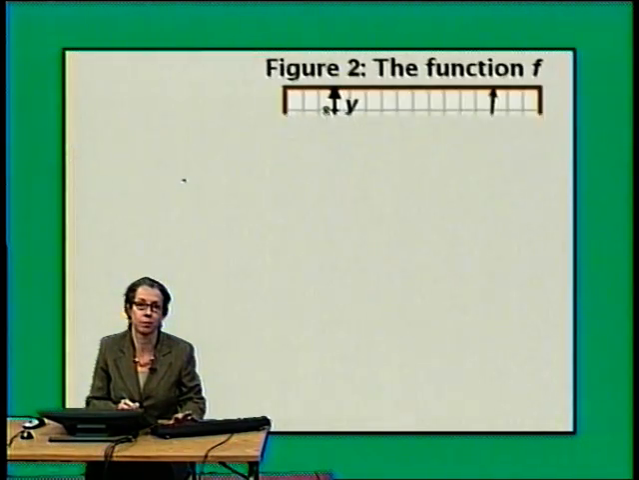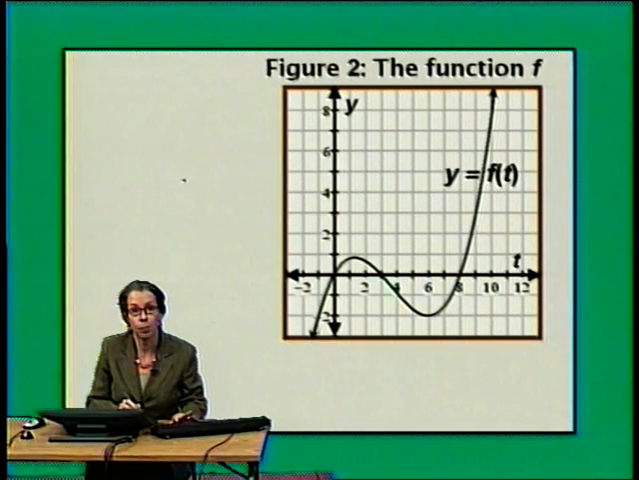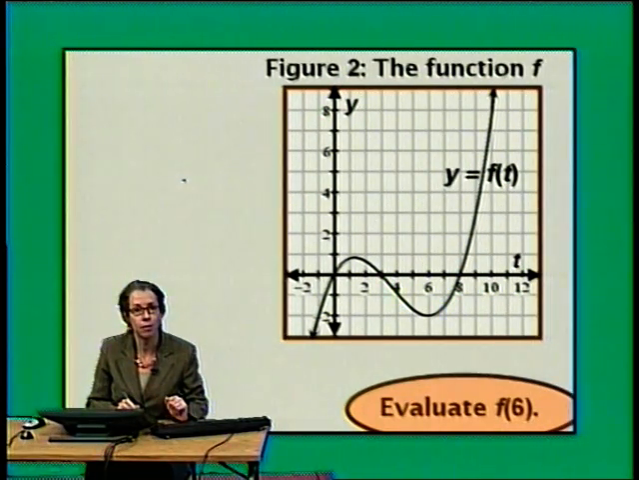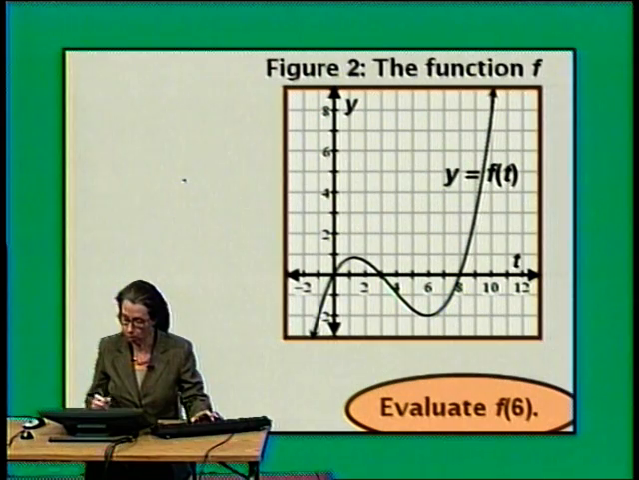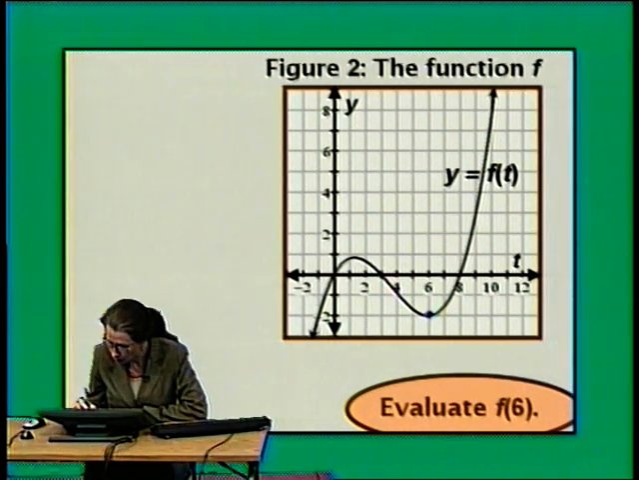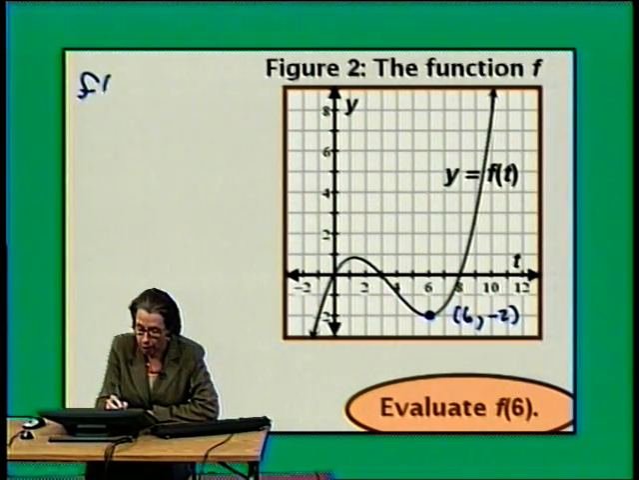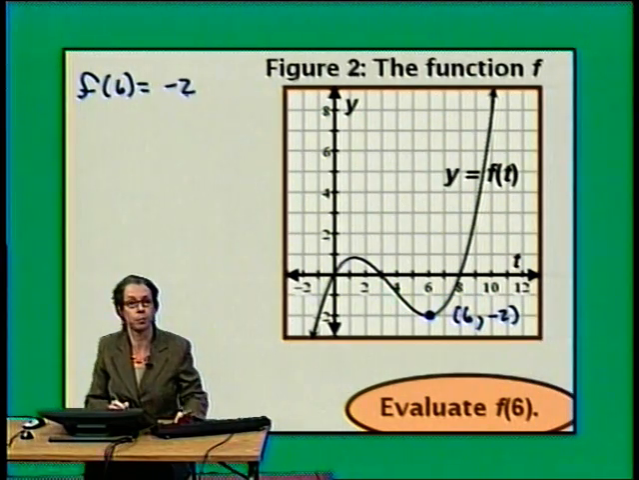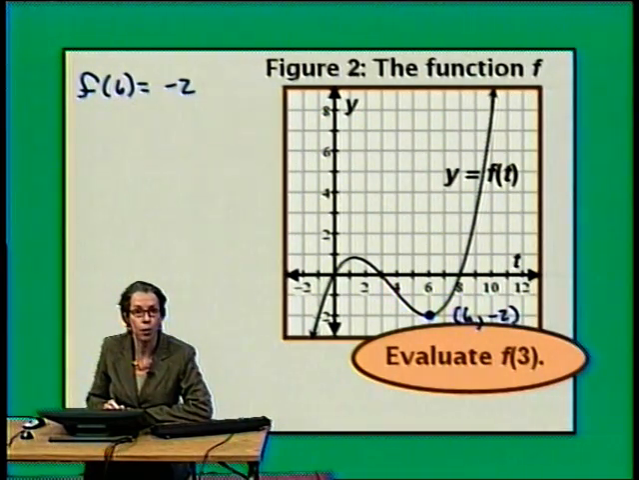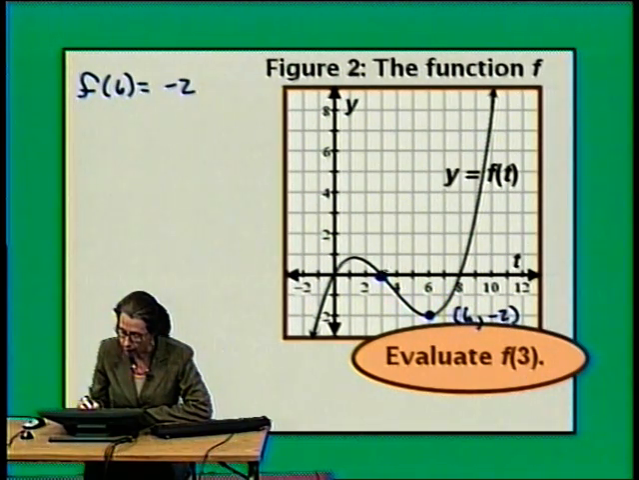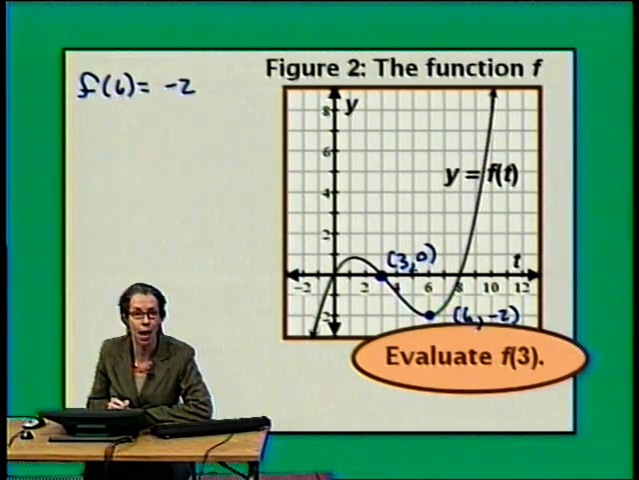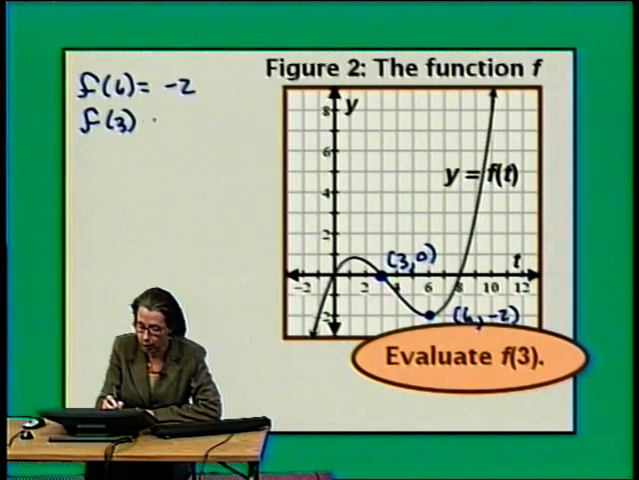So here's a new function. Let's think about a couple of questions we can ask about this particular function, which is given as y is a function of t. So let's evaluate f of 6. Here, I find 6 on my t-axis. I look for the ordered pair on the graph of the function that has a t-coordinate of 6. The corresponding y-coordinate is -2. So f of 6 equals -2. Let's evaluate f of 3. Looking at the graph, I see that the ordered pair with a t-coordinate of 3 has a corresponding y-coordinate of 0. That's going to be the output value. So f of 3 equals 0.